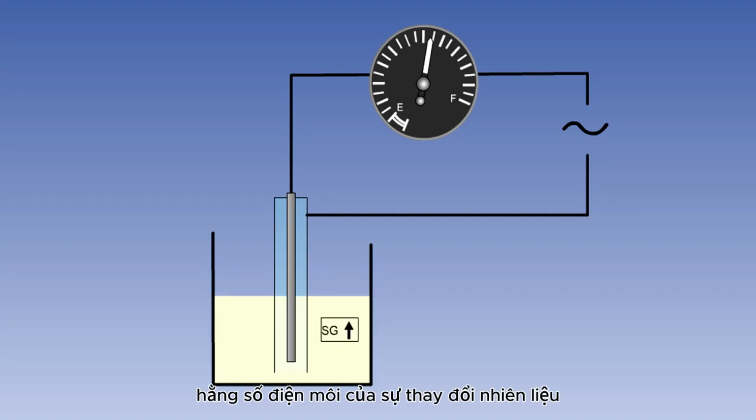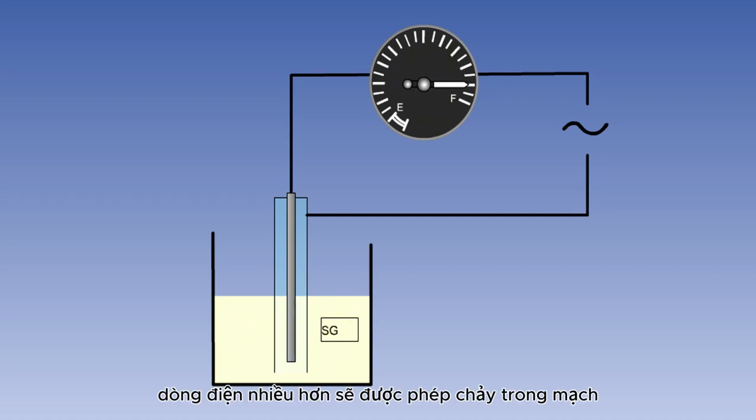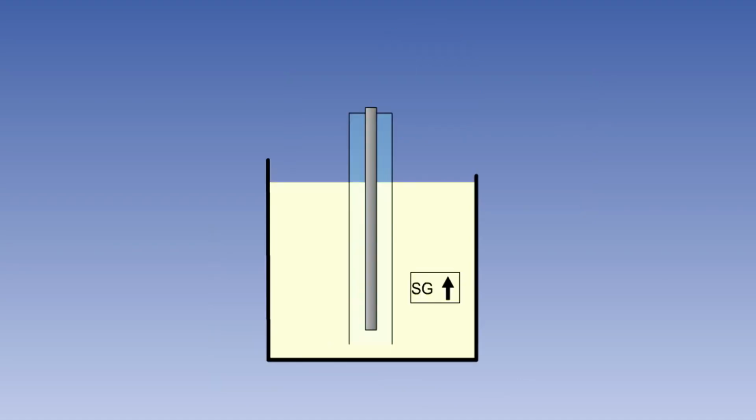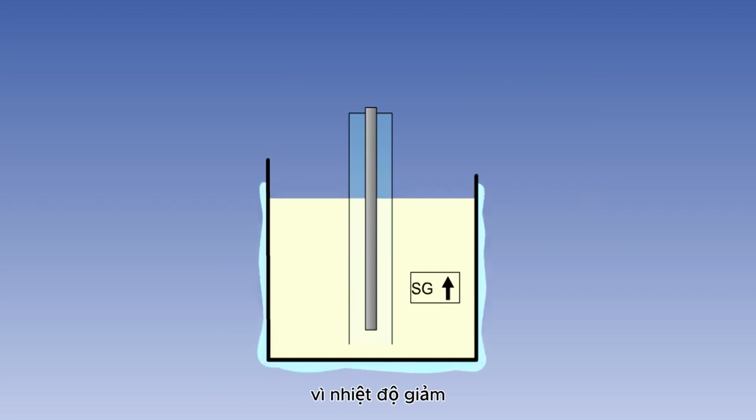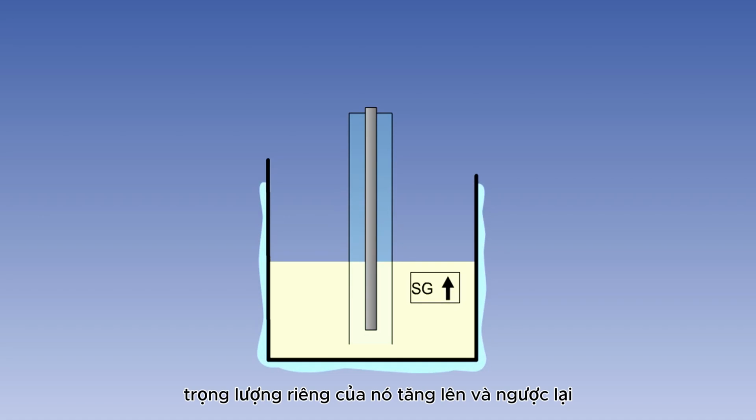The dielectric constant of fuel changes when its specific gravity changes. If the specific gravity of the fuel increases, more current will be allowed to flow in the circuit, and similarly, if the specific gravity decreases, the current flow will decrease. When the volume of a fuel reduces because of a reducing temperature, its specific gravity increases, and vice versa when the temperature increases. The system is designed so that these two changes cancel each other out. The capacitor type of system is therefore able to measure the mass rather than the volume of fuel.